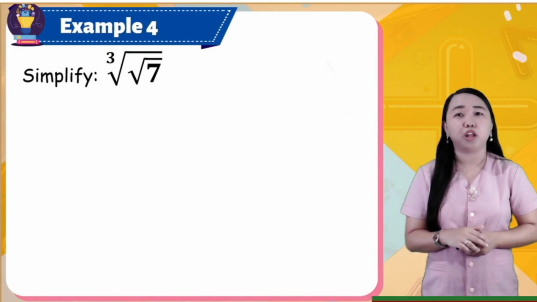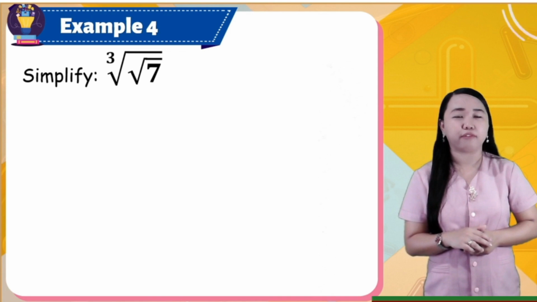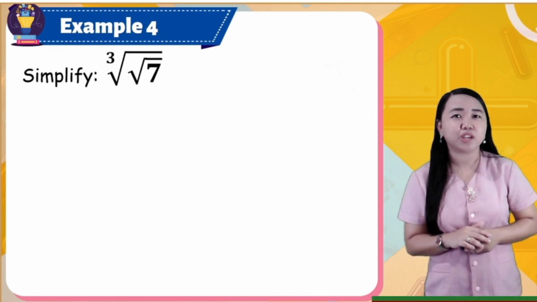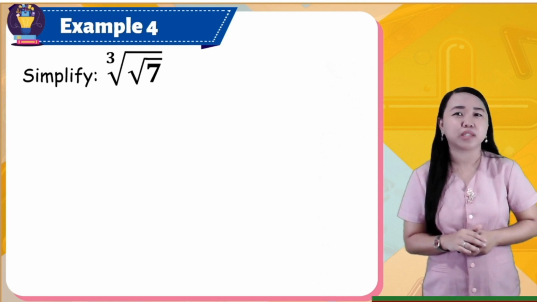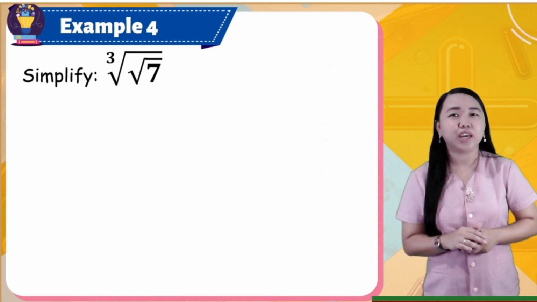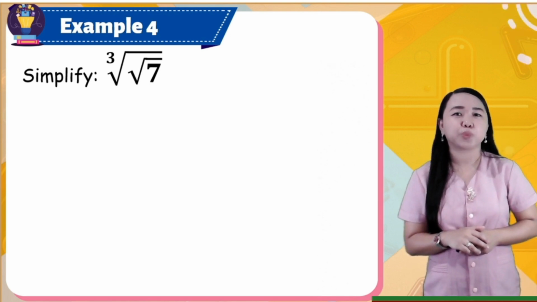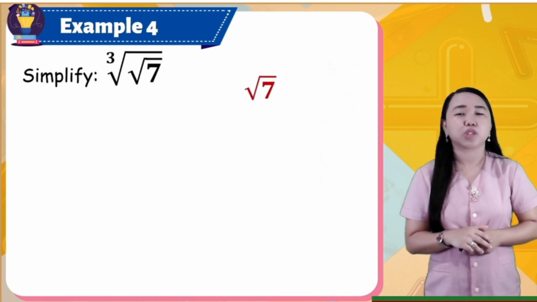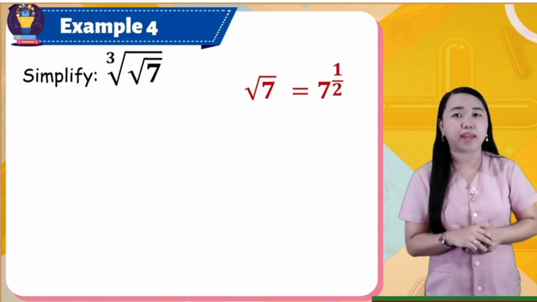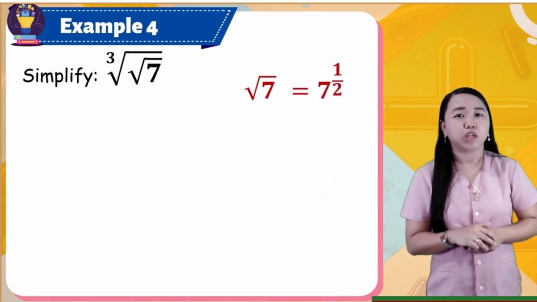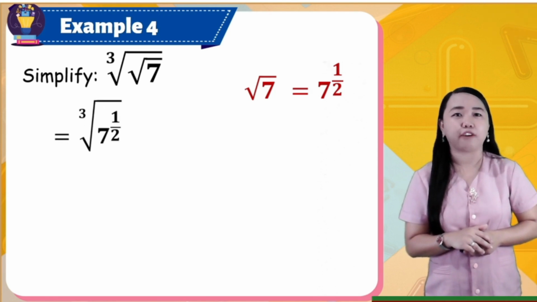For the last example of simplifying, we have cube root of square root of 7. Oh, this example is a radical expression with a radical as its radicand. So, how can we simplify this? We can use two methods. The first one is to rewrite it in exponential form. For the radicand, square root of 7, it can be expressed as 7 raised to 1/2 in exponential form. So the radical becomes cube root of 7 raised to 1/2.